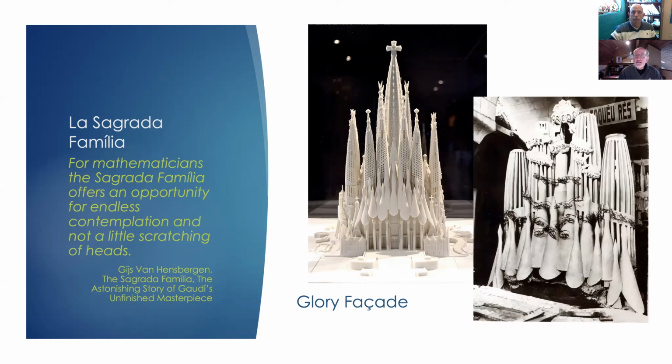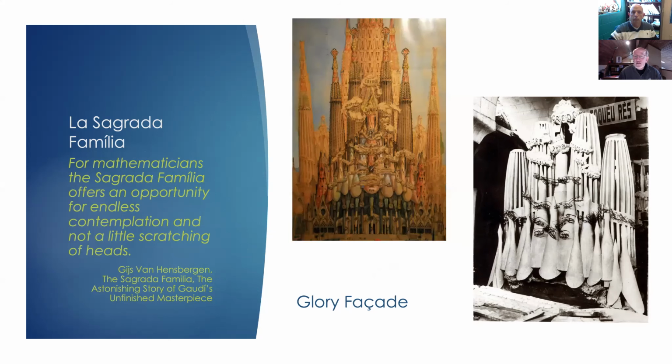In the Glory facade, it's supposed to look like this. This is a photo of Gaudí's model for the facade. Those shapes in front are hyperboloids. The towers themselves are paraboloids. Here's a sketch of it, and I'm not sure if it's going to be all colored in like that sketch or not, but it could be.